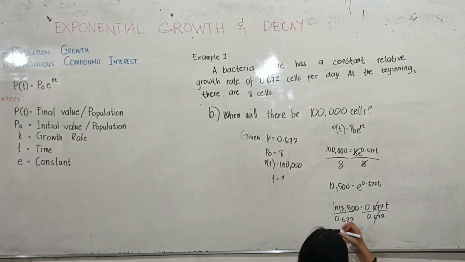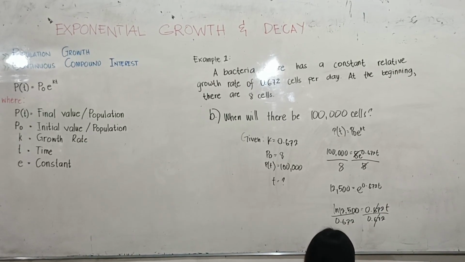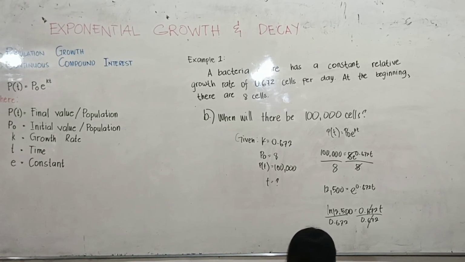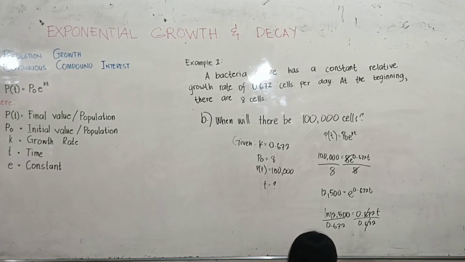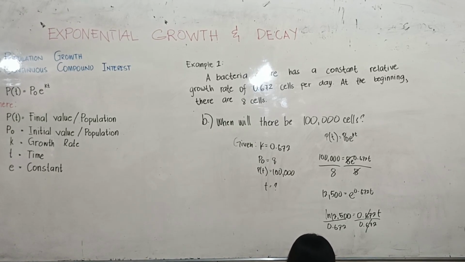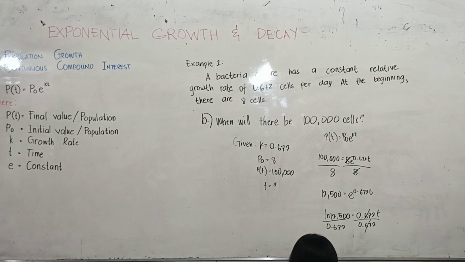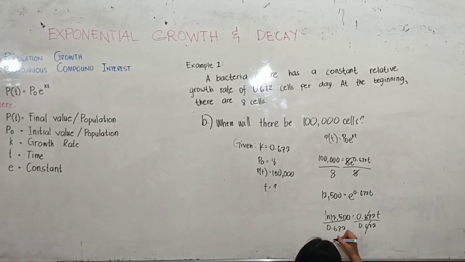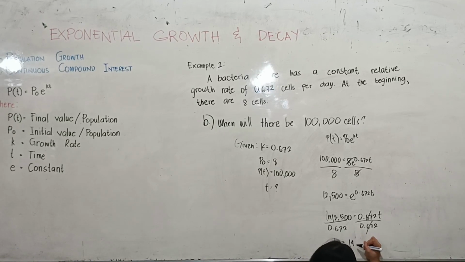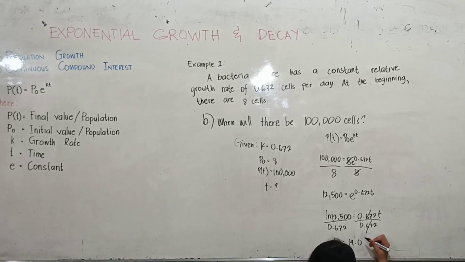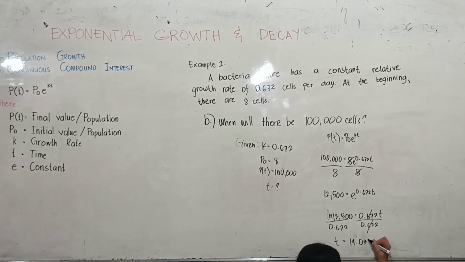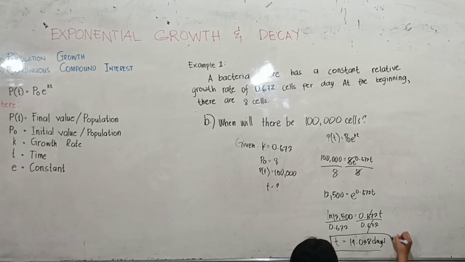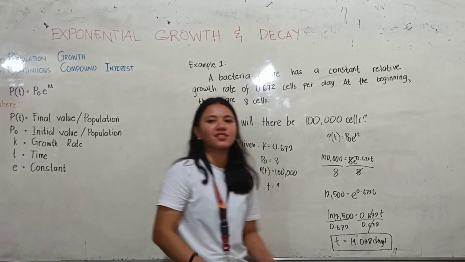So cancel, then divide ln 12,500 over 0.672. So we have time equals 14.038 days. So that is our final answer.